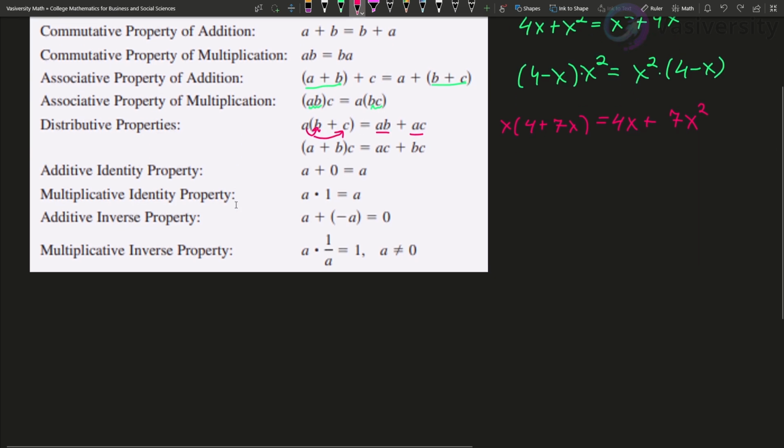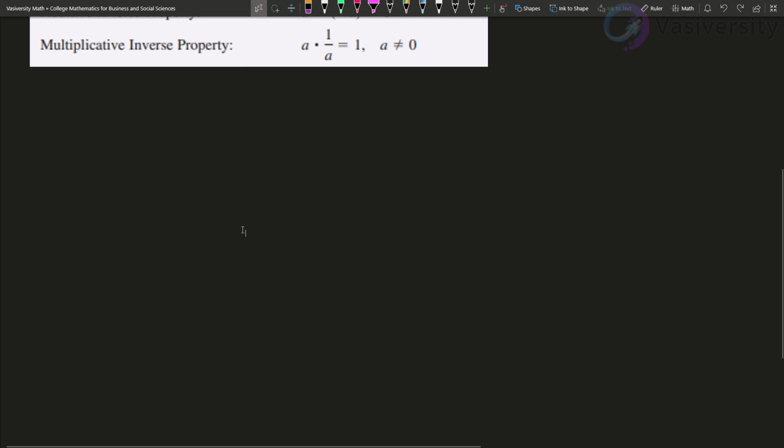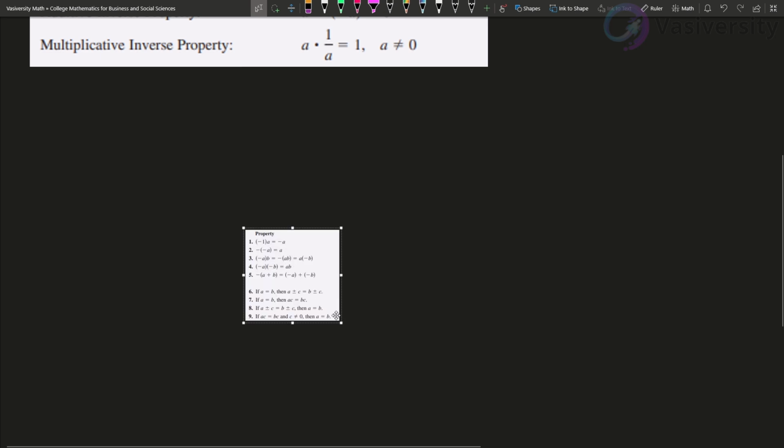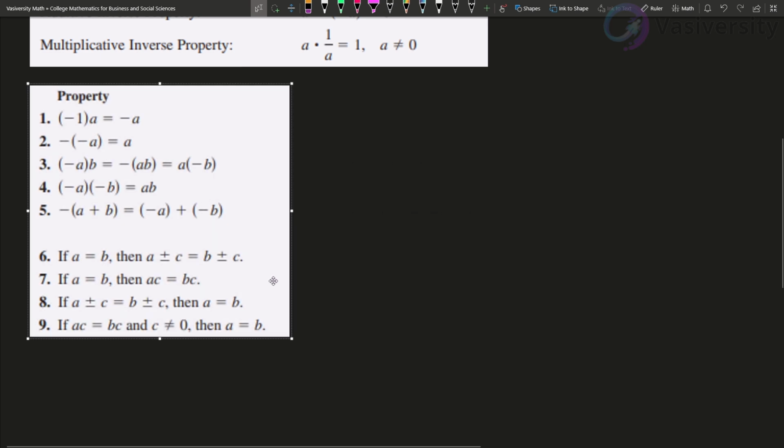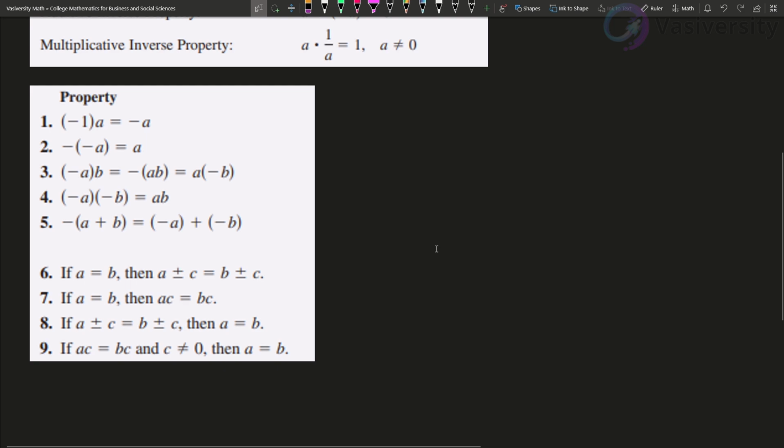So, the next part would be this. The following properties. If we multiply negative 1 times a, where a is a real number, we're going to get negative a. An example of such would be negative 1 times 5, which is equal to negative 5. And then negative 1 times negative 5 will give us positive.